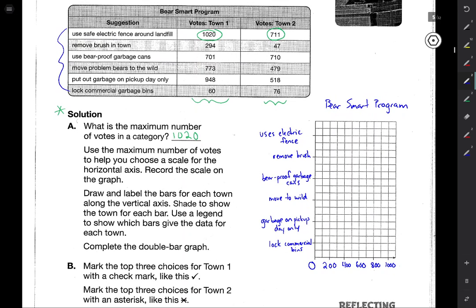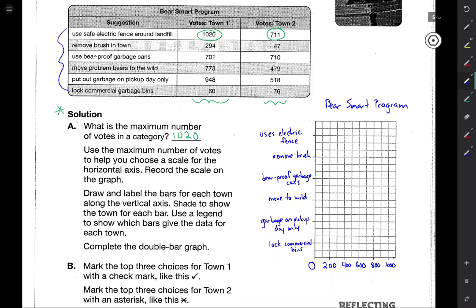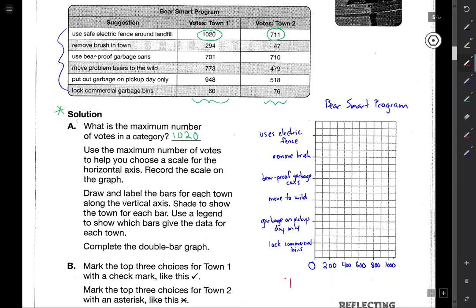So now I placed each of the categories on the vertical axis over here, and I shortened the suggestions just a little bit to not take up too much space. Now we're going to put the bars on our graph. Let's start off with uses electric fence. Well, before we do this, we need a little bit of a legend. So I'm going to have town 1 be red, and town 2 be green.